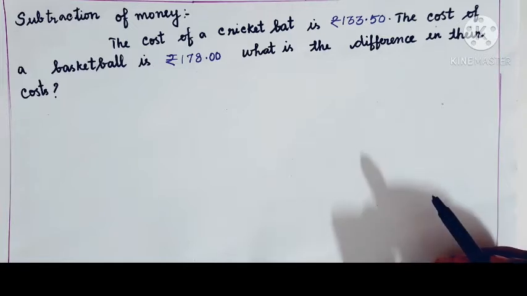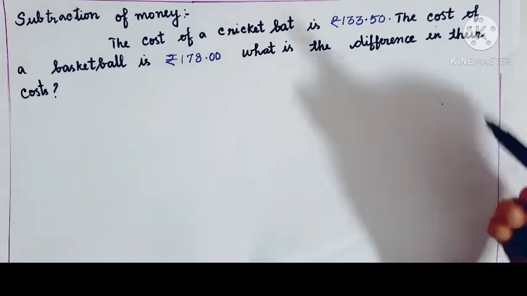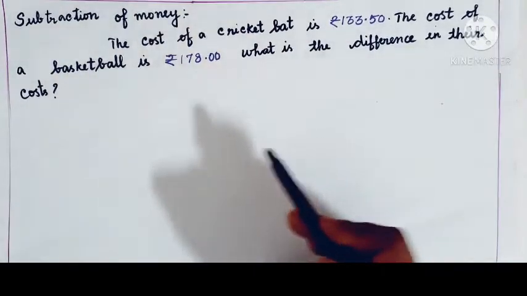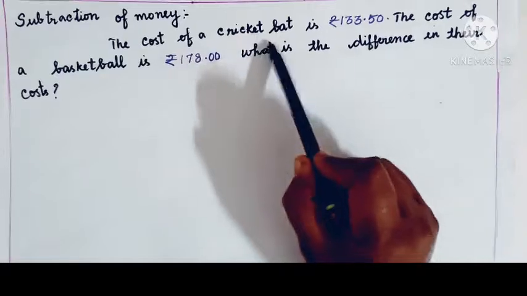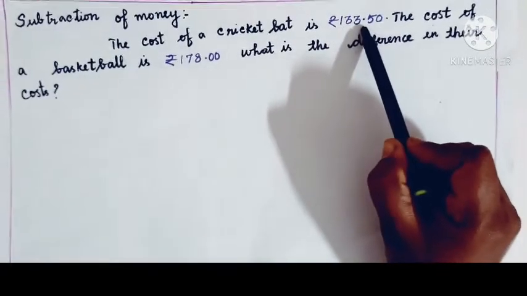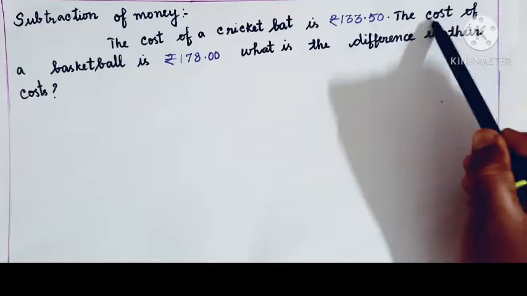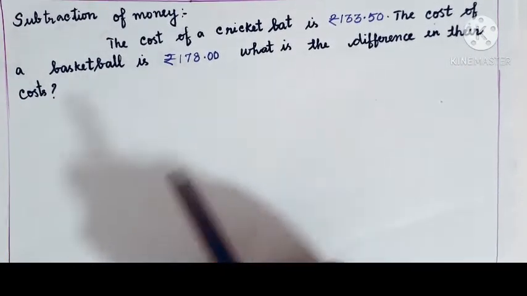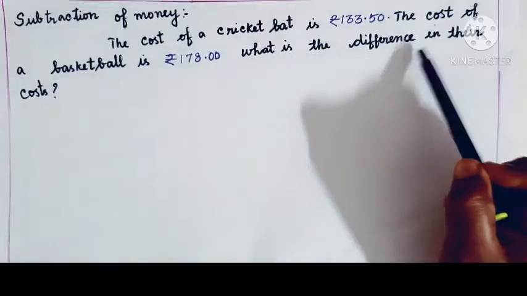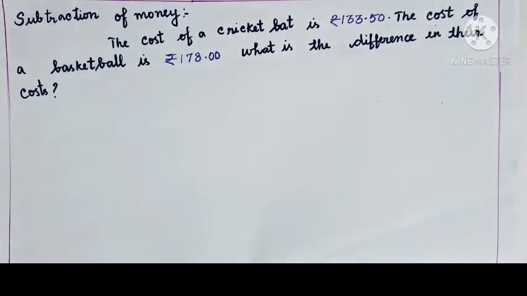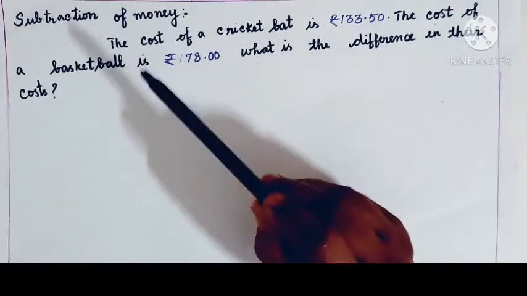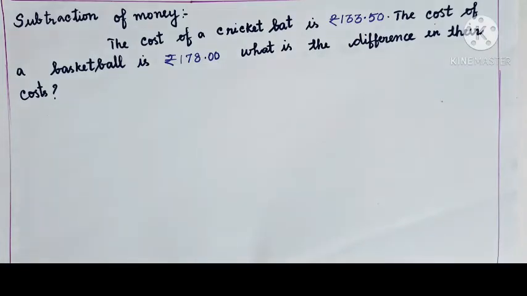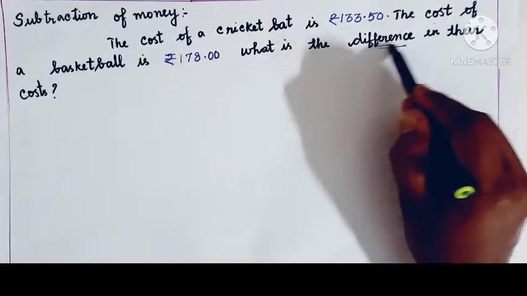In addition and subtraction we have studied that before. Here, what word is given? Difference. So we'll read the sum first and we'll go on, right? The cost of a cricket bat is rupees 133 rupees 50 pies. The cost of a basketball is rupees 178. What is the difference in their cost? They are asking what is the difference between the basketball and the cricket bat? The word difference makes us subtract, isn't it?